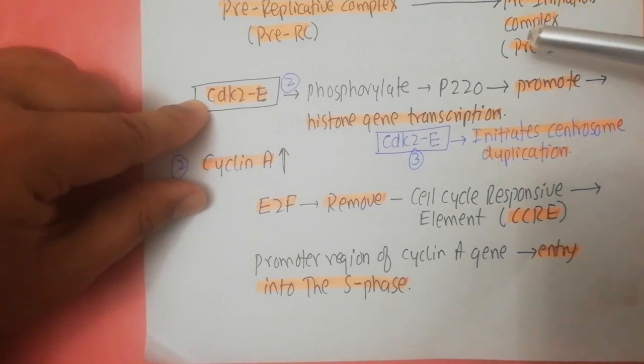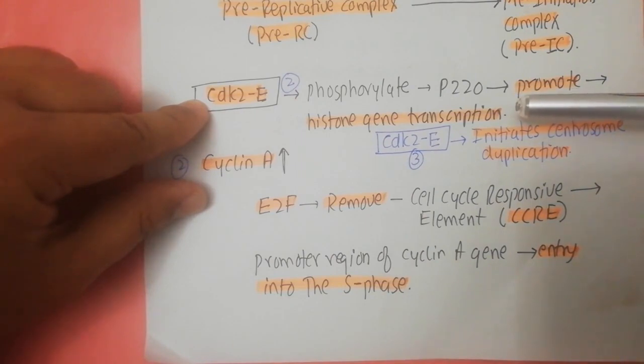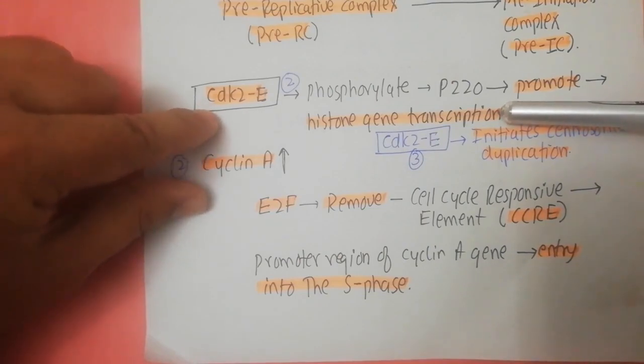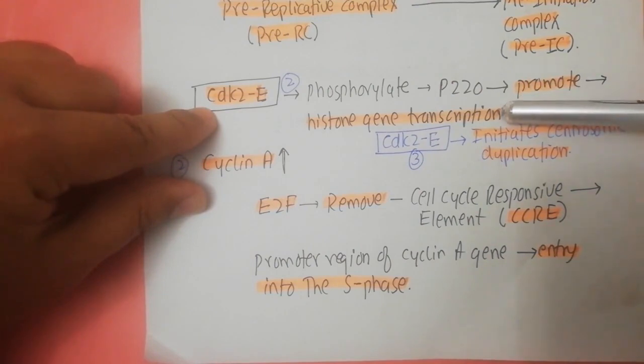Now, if you are starting the replication of the DNA, you are actually making a new copy of the genetic material in the cell. That means you need histone proteins in a very large quantity so that you can pack the new copy of the genetic material properly. So another important function of the G1-S CDK will be to promote the transcription of the histone genes.